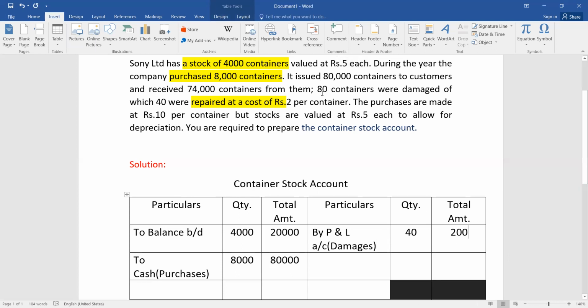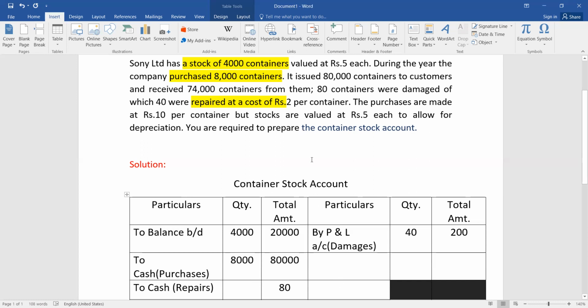Now, in continuation, 80 containers were damaged, of which 40 were repaired at a cost. So now we have 40 containers that are being repaired. When you are repairing, you are incurring an expense, so cash is going outside. The entry would be container stock account debit to cash account. This cash is moving on account of repairs. We have 40 containers repaired at a cost of rupees 2, so it is 40 into 2, which is 80 rupees.